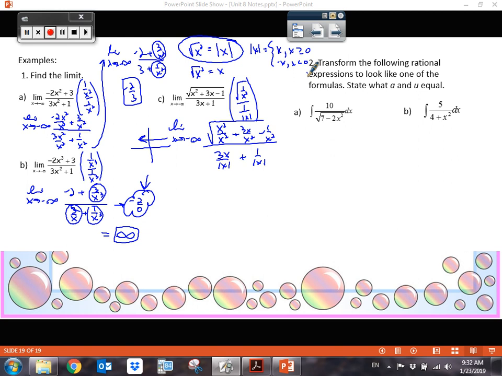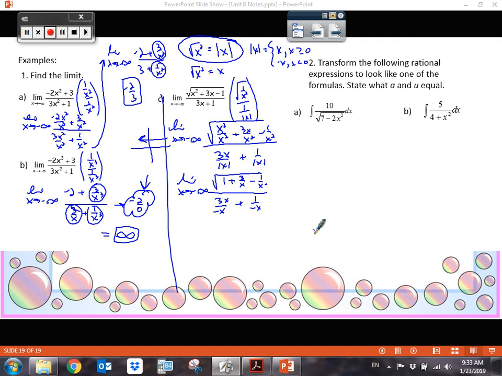Okay, because I can't work with absolute value. I can't calculate with those. That's not a thing. So let's keep going. So I have the limit as x goes to negative infinity. Underneath the radical, I have the square root of 1, and then plus 3 over x, and then minus 1 over x squared. In the denominator, I have 3x over negative x plus 1 over negative x.